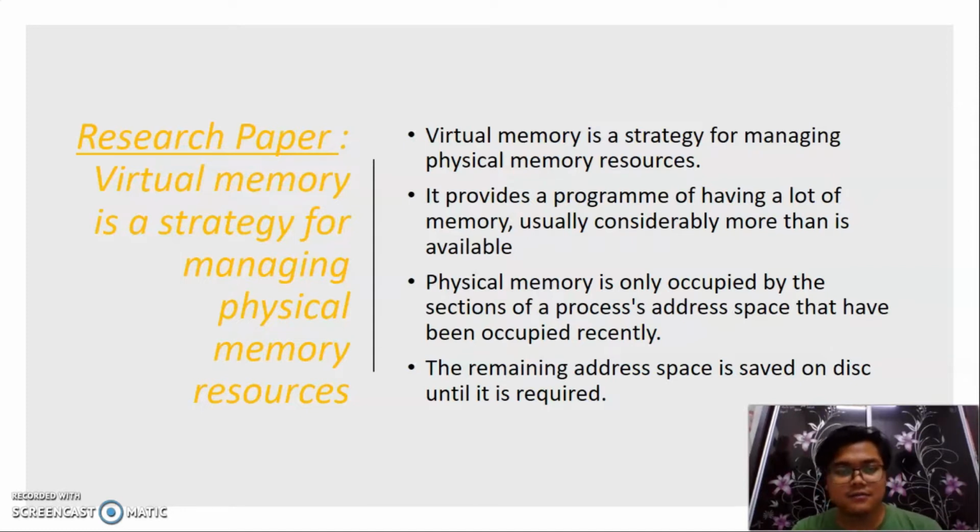It says that every CPU has a memory, and it depends on how power hungry and how fast the memory is. From there we can detect whether the CPU is fast enough or slow. It also provides a program with a lot of memory, usually considerably more than is available. The physical memory is only occupied by the sections of the process's address space that have been used recently, and the remaining address space is saved on disk until it is required.